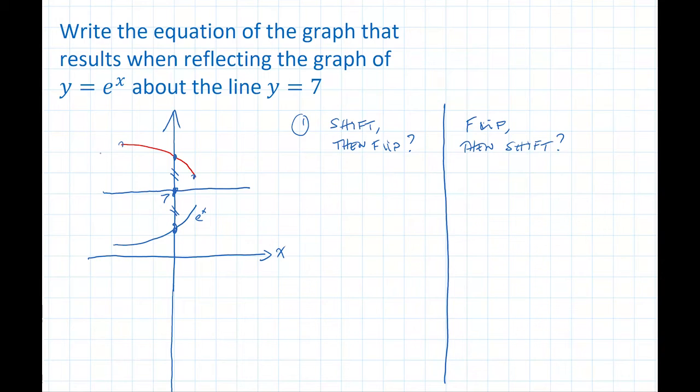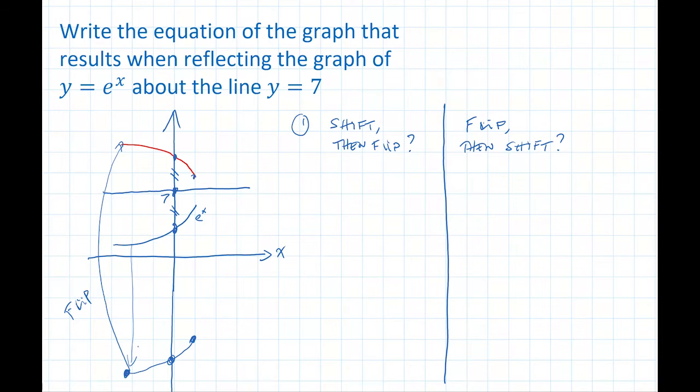So I'm thinking maybe I shift it down first and then I flip. That means the last thing I did was a flip. So before the flip, I would be way down here somewhere. The last thing would be a flip, and the time before that is a shift.